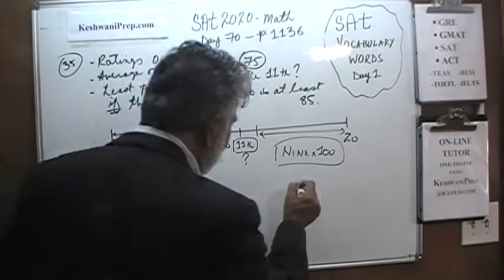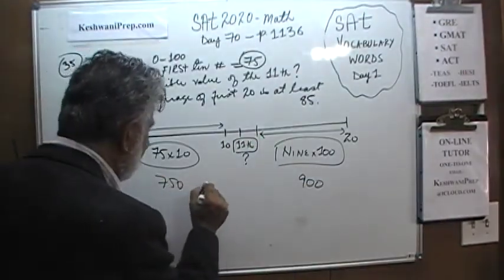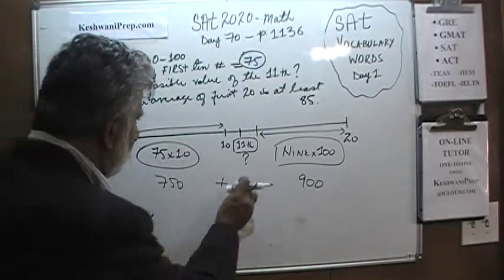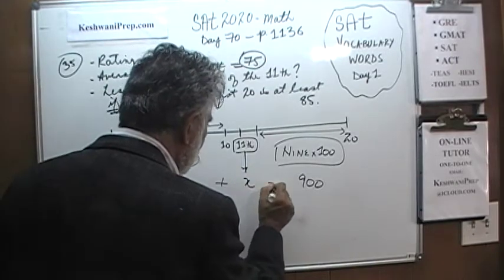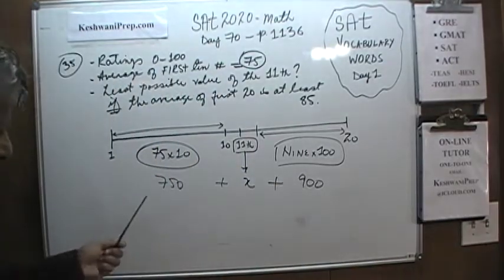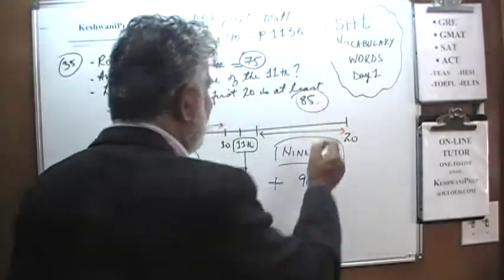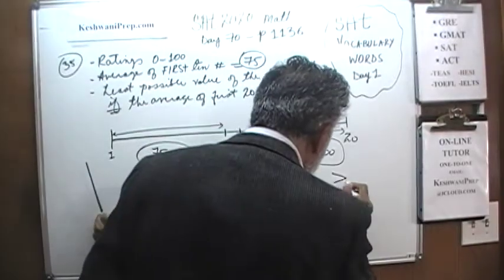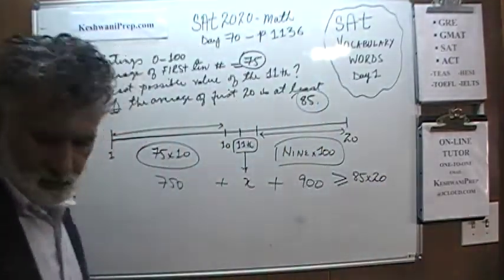So that's going to give us 900 points. This is going to give us 750 points. And this 11th is the unknown quantity. Let's drop an arrow down so we can follow it. This is the 11th one, the unknown quantity. And the sum of these points that we earn has to have the average of at least 85, which means it has to be greater than or equal to 85 times 20, because there are 20 surveys.